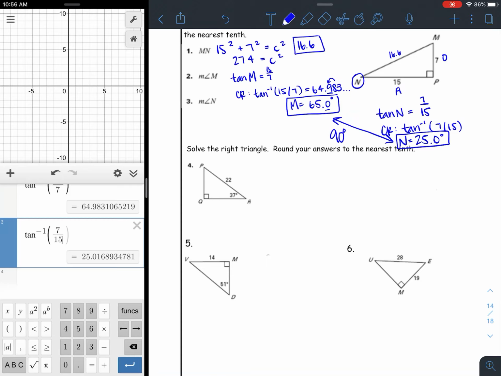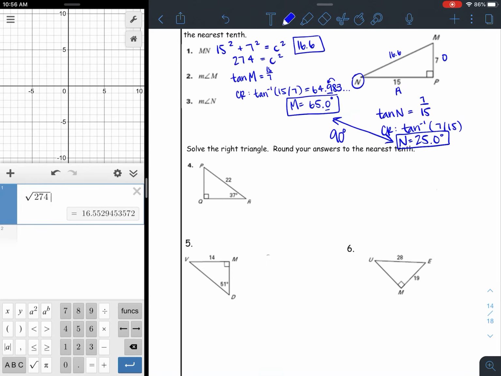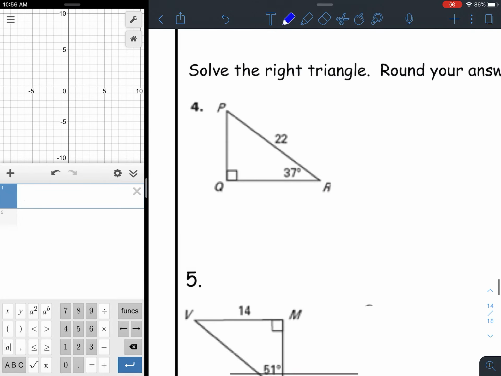All right, solve the right triangle. If we are asked to solve the triangle, it wants us to find all the missing pieces. You may or may not have to use trig to find all of those pieces. Case in point, this angle up here at the top. If I just do 90 minus 37, that will give me the measure of angle P. So 90 minus 37 will give me an angle P of 53 degrees.